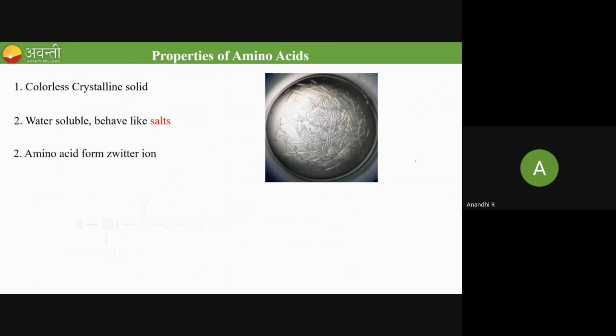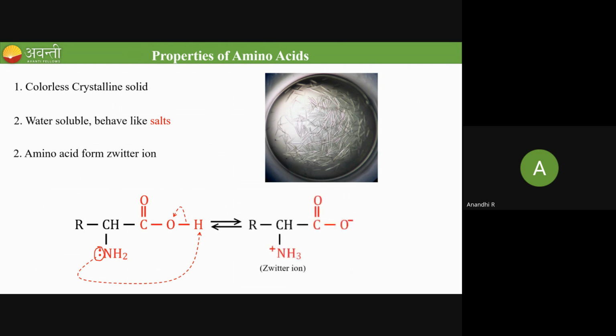They also form zwitterions. Actually, this is the third point. So they form zwitterions. How do they form the zwitterion? Just see the structure. The lone pair which is present on nitrogen goes and attacks the hydrogen which is attached to the carboxylic acid group. The acidic hydrogen it attacks. So the electrons are shifted towards the oxygen, and you get an ionic compound like this.